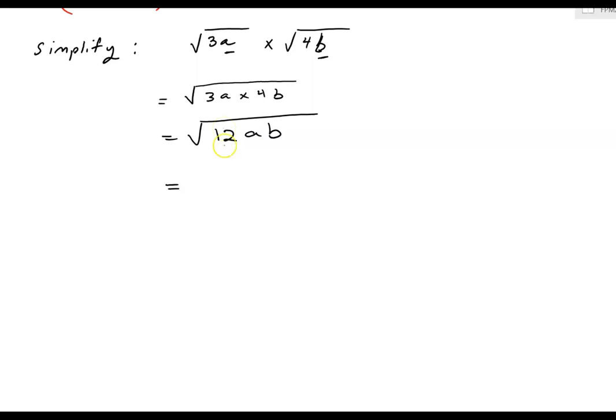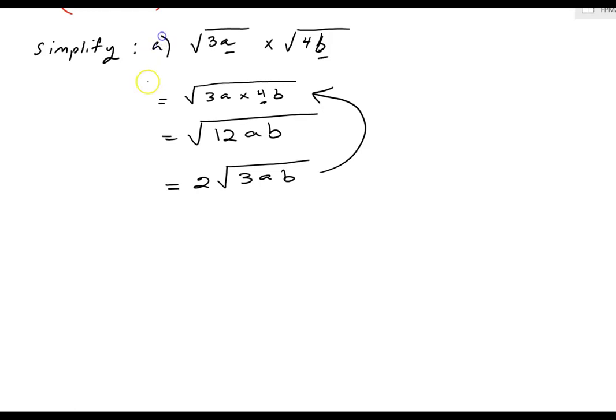Remember, that's an entire radical, and to simplify an entire radical, we have to check if there are perfect square factors in there, and there are. So in this case, 12 will end up being 4 times 3, so that 4 is our perfect square, we can take that out, and that becomes 2 root 3ab. And you can actually do it right from here, right away, and that would just be straightforward. So that's one of the ways.